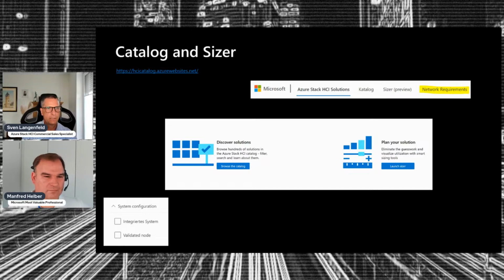And there is a catalog and sizer. You can find it in the World Wide Web. And there you can see all the hardware vendors that are offering Azure Stack HCI hardware. And you can use some filters because there are different form factors. There is some hardware only available in some regions, for example. And we have the classification about the type of certification. We have validated nodes and integrated nodes.